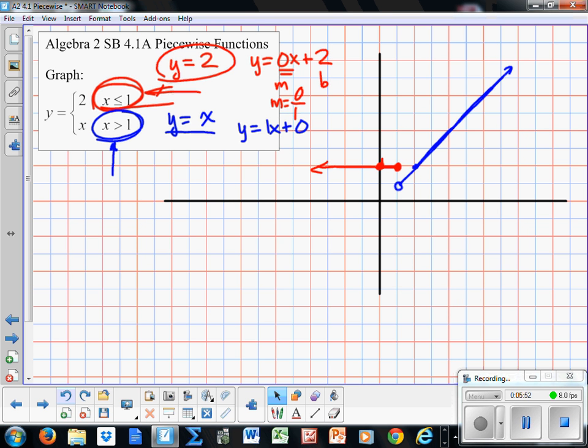Okay, so again, the whole idea is I have pieces. So I have this piece, y equals that, and I have this piece, y equals 2, but only for those x values. Okay, let's do another one.